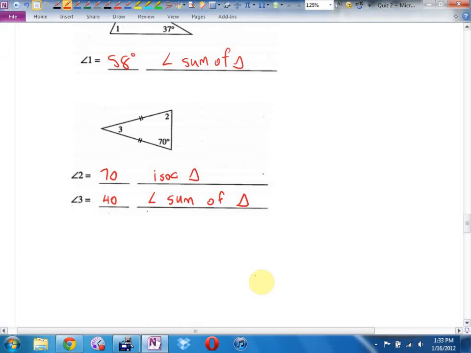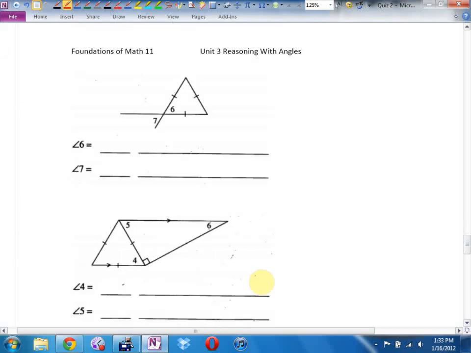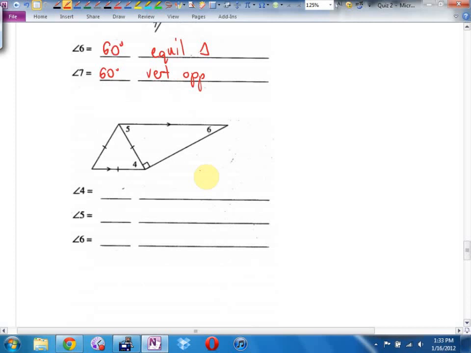What the? Oh, it's got to be 60. What's the rule? They're all the same because they're all the same? Oh, that's what we call an equilateral triangle. Oh, yeah, there it is on my sheet. Angle 7, 60 degrees, vertically opposite. Okay, angle 4, 60 degrees, equilateral triangle.